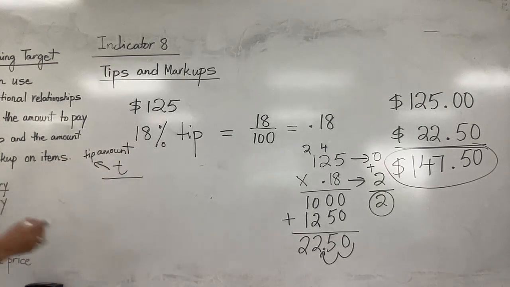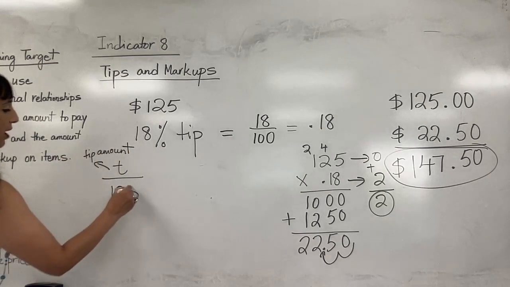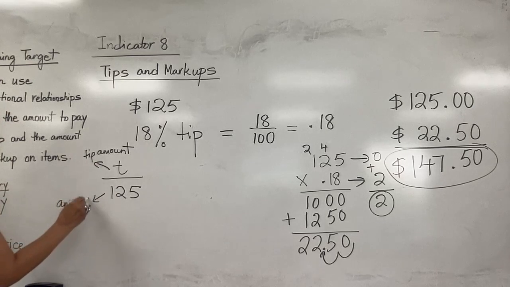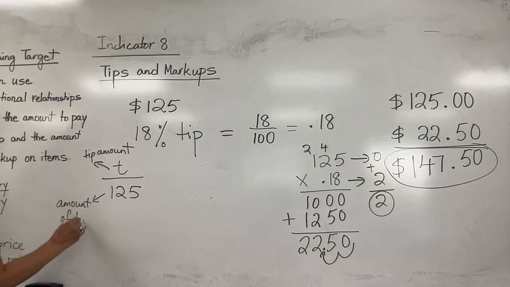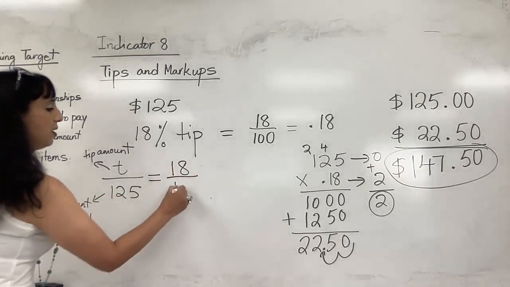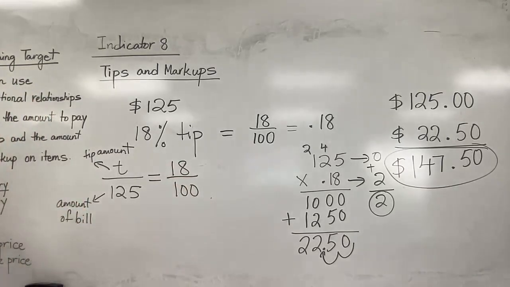Over the amount of the bill, which was 125. Okay, so this is the amount of the bill is equal to the tip over 100, which is 18 over 100. So now I've written it out as an equivalent ratio like this.